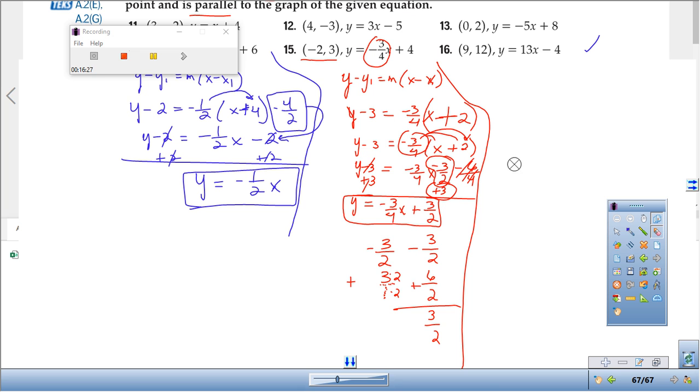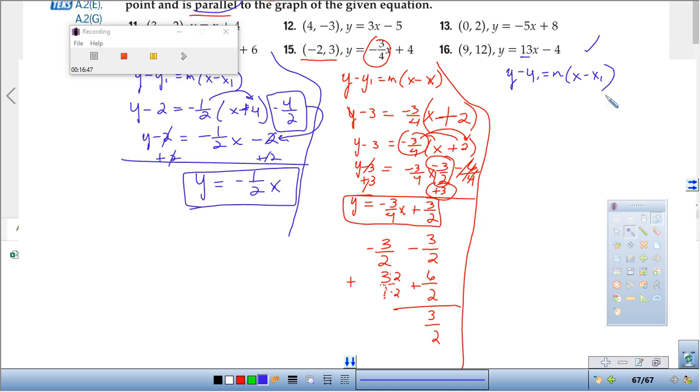Here we go. Ready? Let's try this one real quick. Again, same idea. Remember, they want parallel. So my slope in this one, I'm going to use a 13, right? So I'm still going to use my point slope form of y minus y1 is equal to m, and then x minus x1.